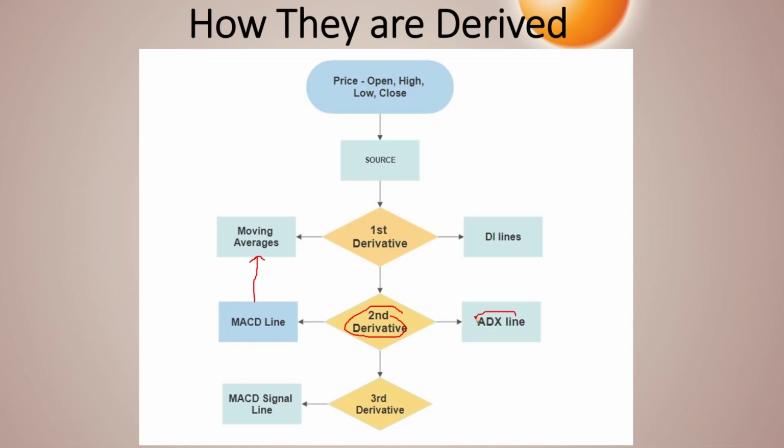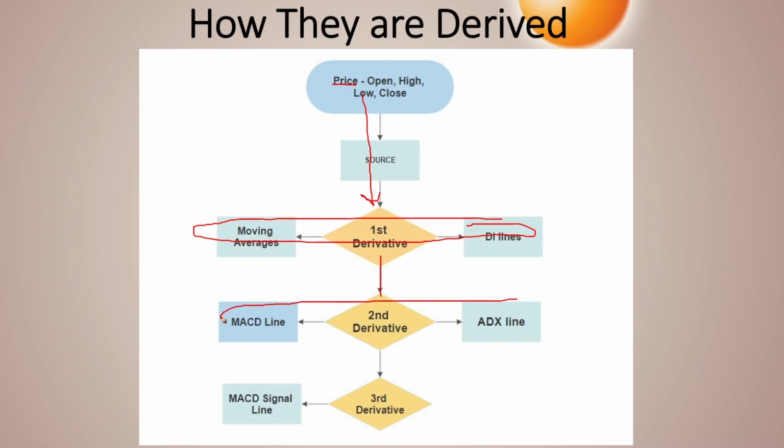And then for ADX, we're doing the same thing. We're taking a moving average of the DI lines to get a difference, or to get the signal for the current level of the ADX line. So that's a second derivative. So now we started out with price in some way, shape, or form. We did one calculation to come up with these, and now we have to do a second calculation to come up with these. And then just to throw it out there, there's a third derivative for the MACD signal line, because you can't calculate the signal line until you have the MACD line in place, and you can't calculate the MACD line until you have the moving averages.